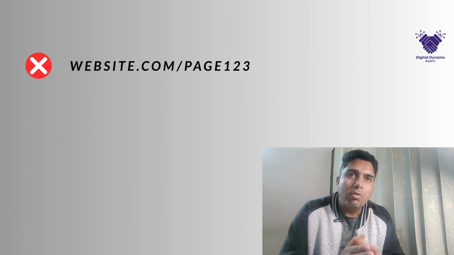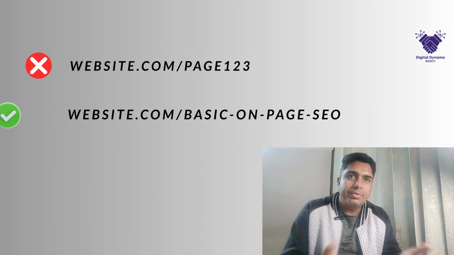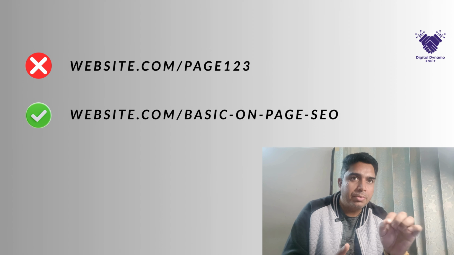URL structure must be short, clean, and keyword rich. For example, website.com/page123 is a wrong URL structure. Rather than that, you can use website.com/basic-on-page-SEO. That is the correct one.